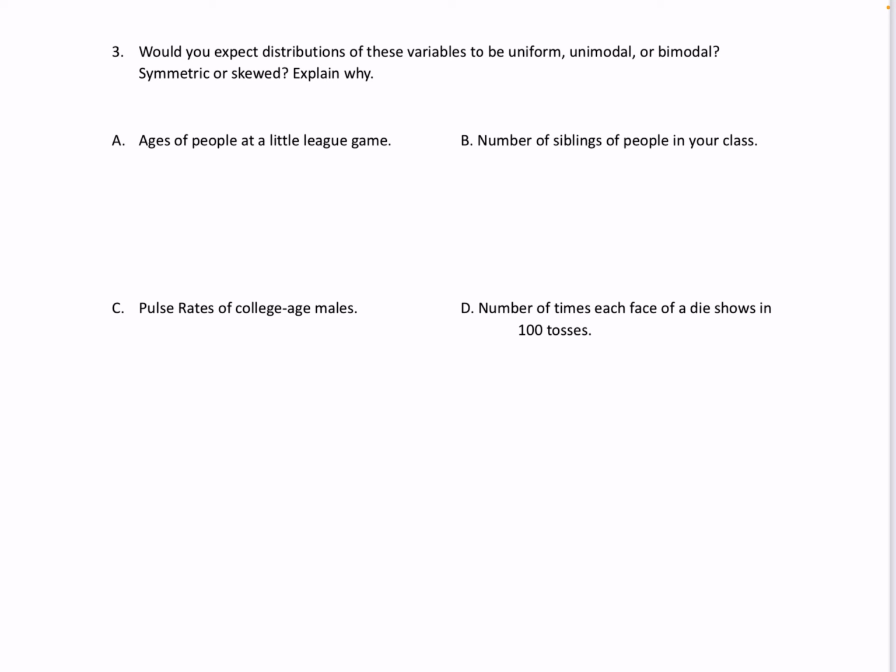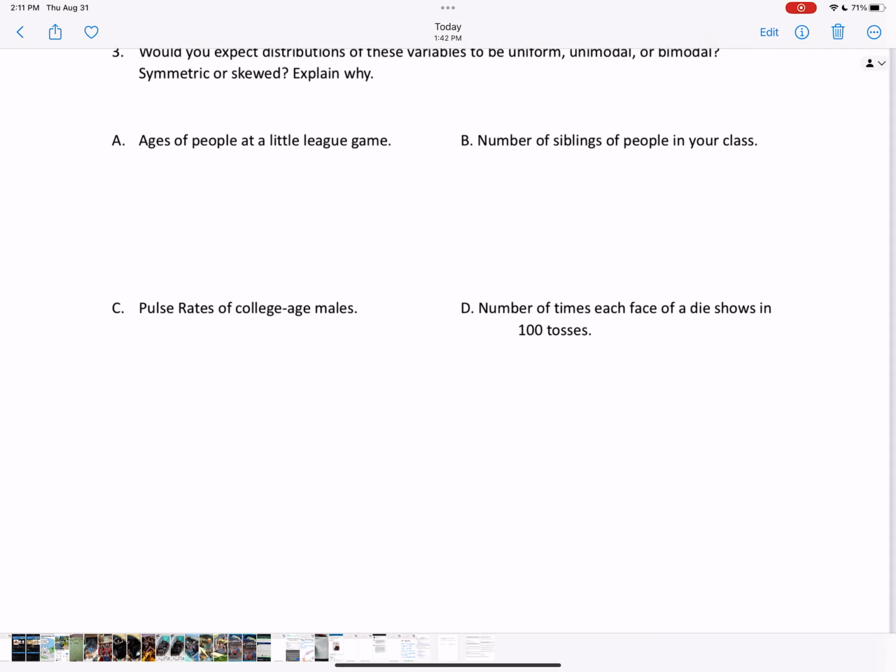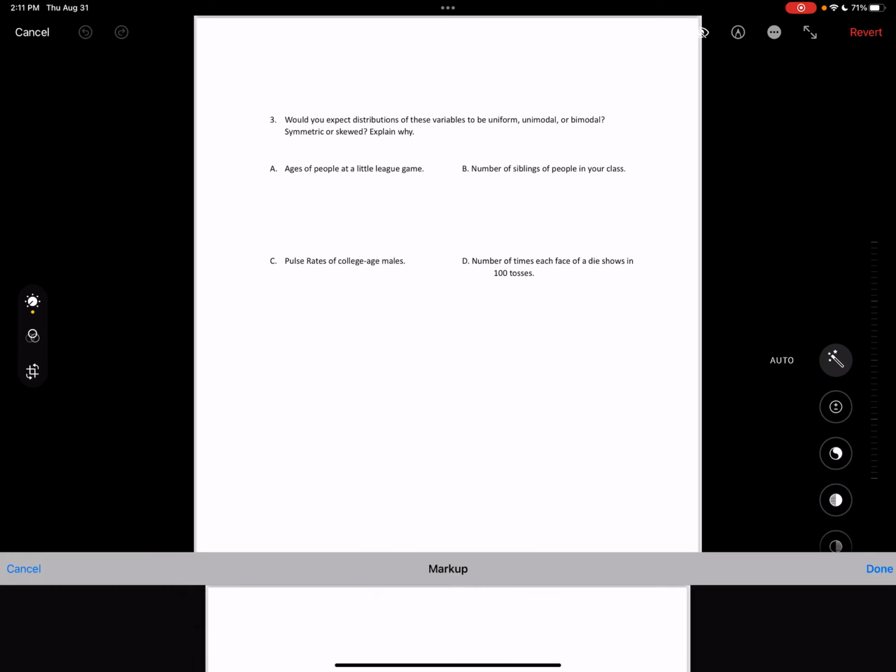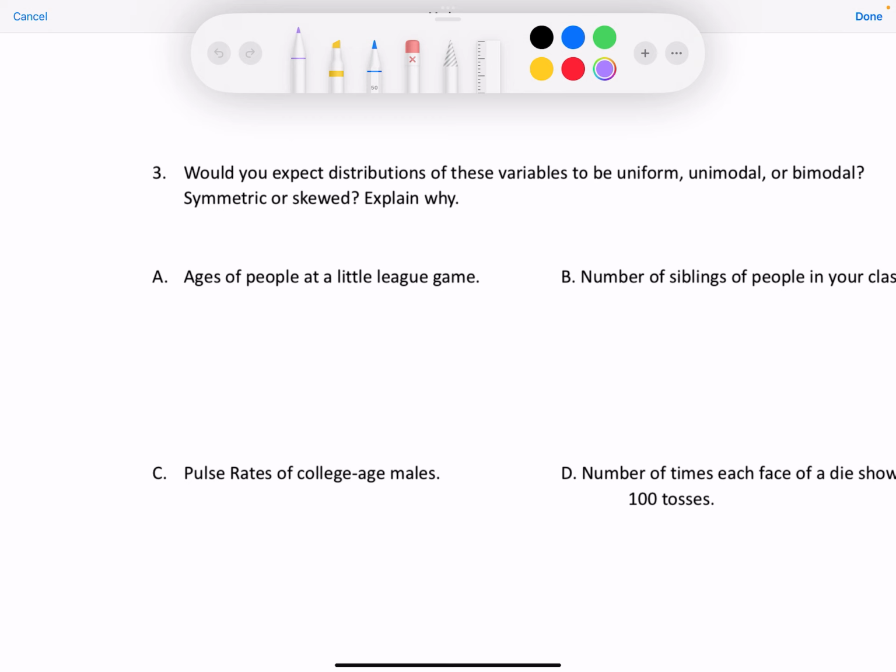This is actually number 6 in your book. I didn't realize that. It's so gross that they're leading us astray.